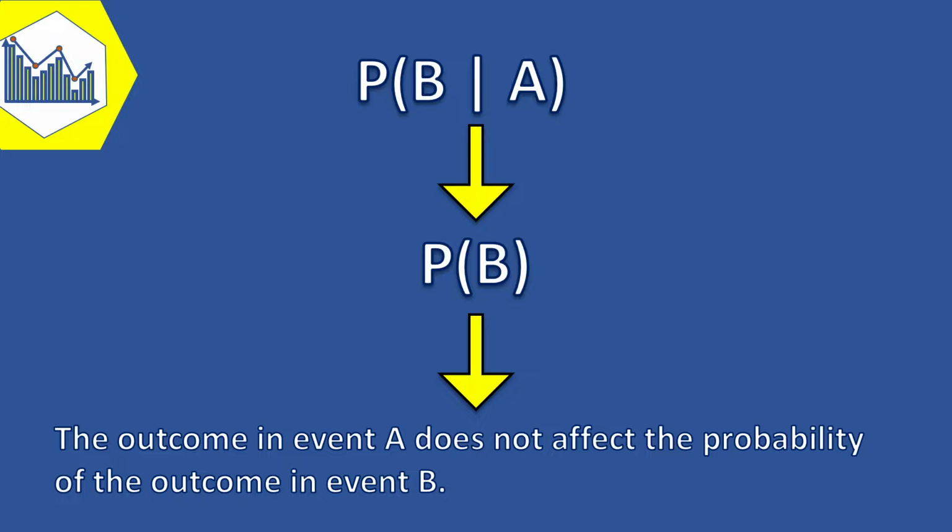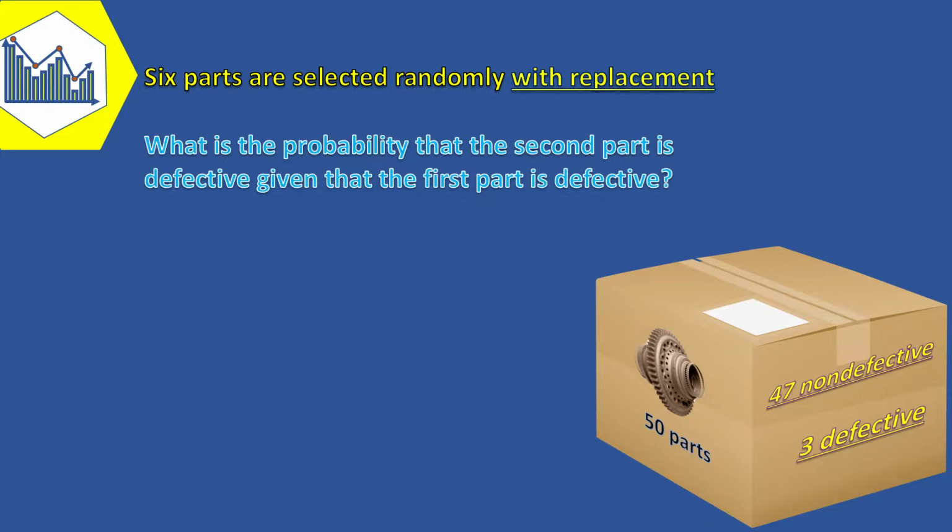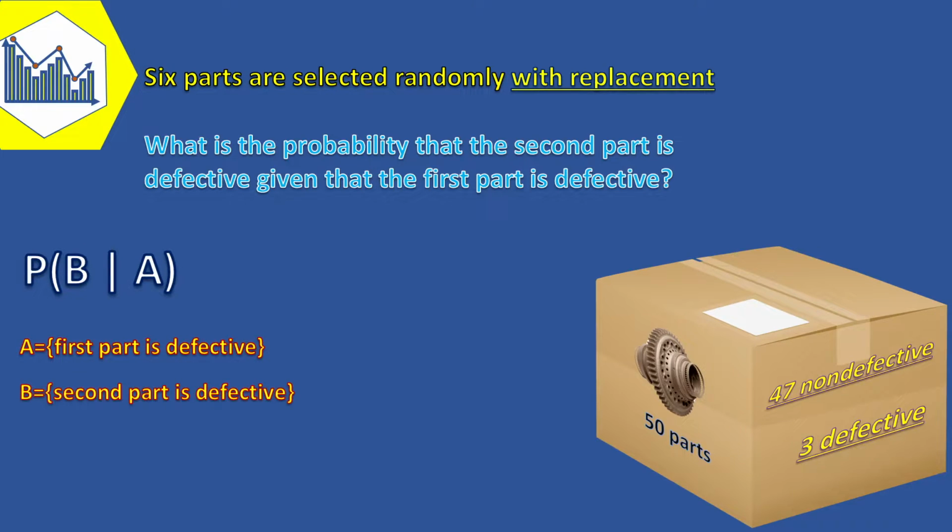For example, consider the inspection described in the counting techniques video. 6 parts are selected randomly from a bin of 50 parts. But assume that the selected part is replaced before the next one is selected. The bin contains 3 defective parts and 47 non-defective parts. We are interested in the probability that the second part is defective, given that the first part is defective. In shorthand notation, the requested probability is denoted as this, where A and B denote the events that the first and second parts are defective respectively.